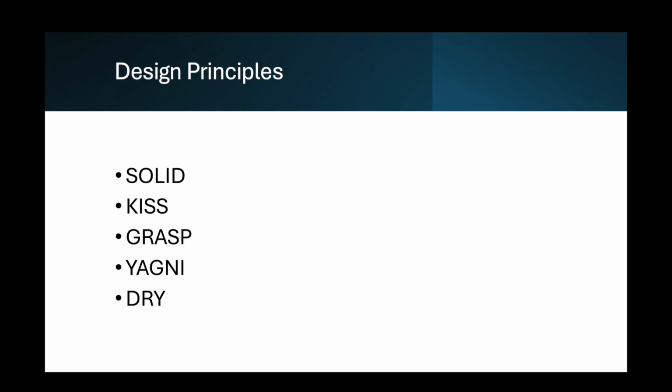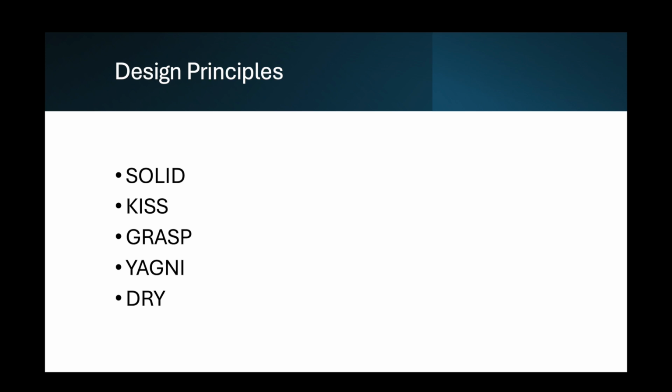Design principles are fundamental guidelines that inform and shape the structure and behavior of software systems. These principles help developers and architects create software that is maintainable, scalable, and adaptable to change. By adhering to design principles, software can be more understandable, flexible, and robust, reducing the risk of errors and making it easier to extend or modify.